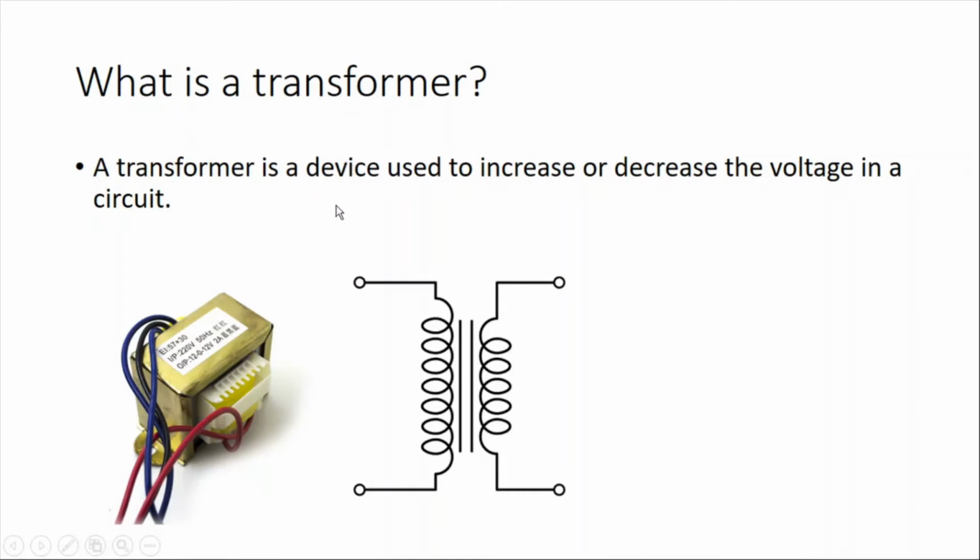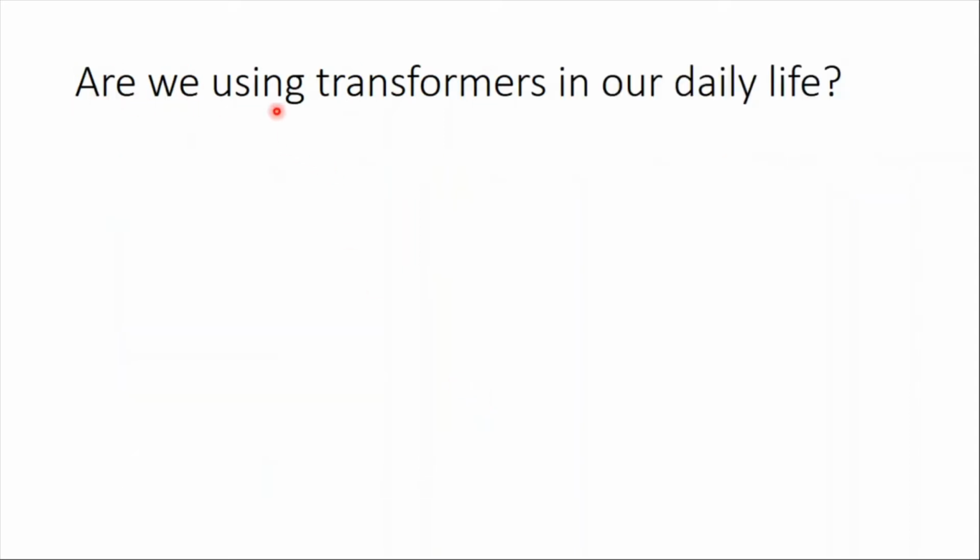A transformer is a device used to increase or decrease the voltage in a circuit. This is the photo of a real transformer, and this is the symbol for the transformer. Next question, are we using transformers in our daily life? Yes, in our refrigerators, washing machines, and other devices we use in our houses, all use transformers to adapt the voltages. Also, we use transformers in our computers, in our cell phones, and so on and so forth.